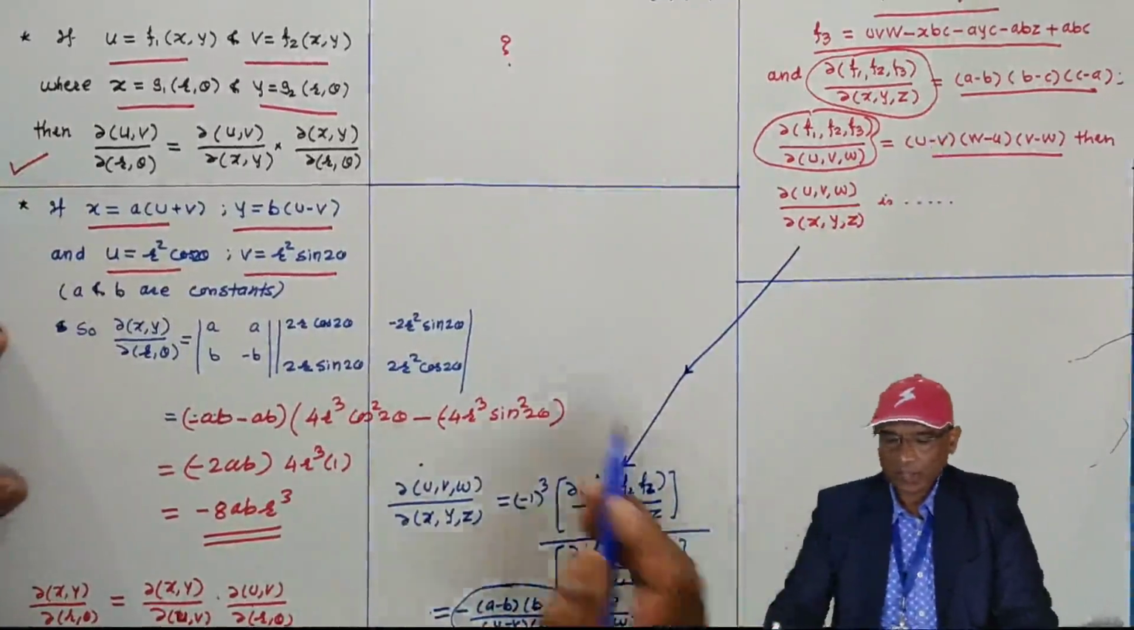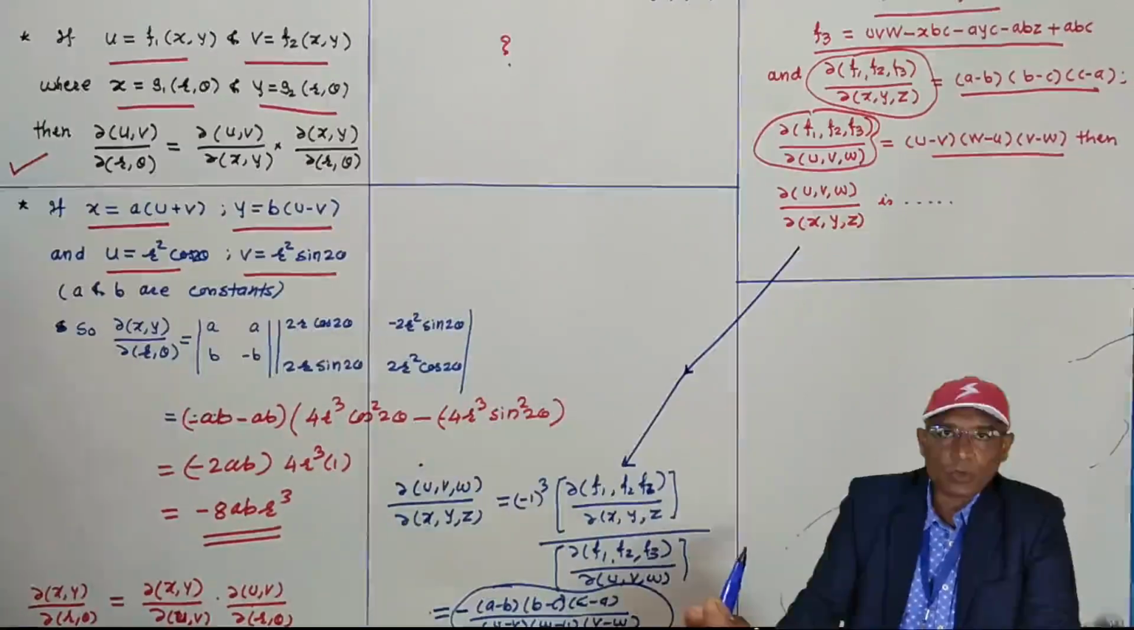So these are the problems on Jacobian we discussed. We stop here. Thank you very much.